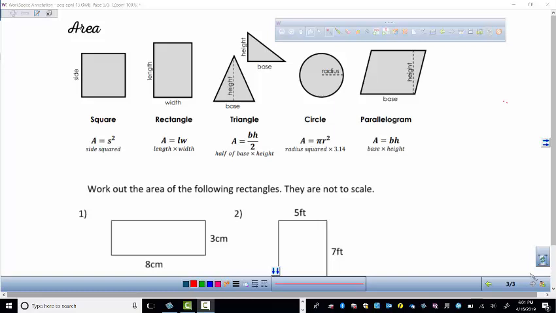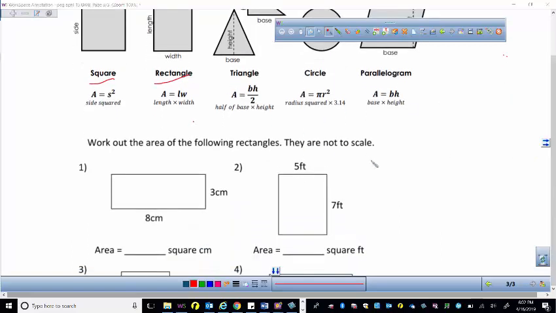Okay, so before you watch this video, make sure you have this little piece of paper with the formulas that we're going to use for area and the note sheet for area. So remember, area is what's inside the shape, and that's what we're going to find today. All right, so we're going to look at a rectangle and square first. So these formulas are what we're going to use for rectangle and square.